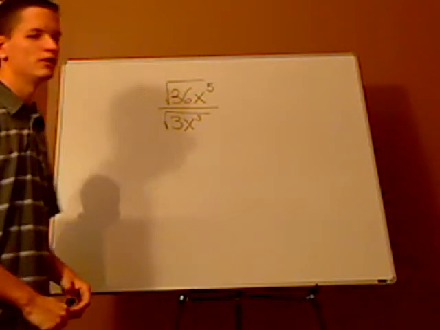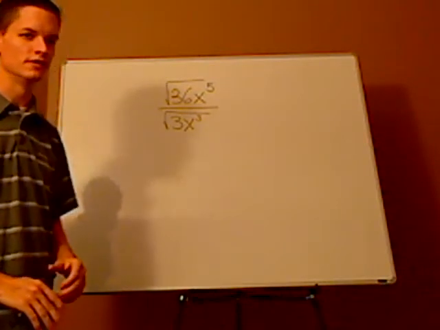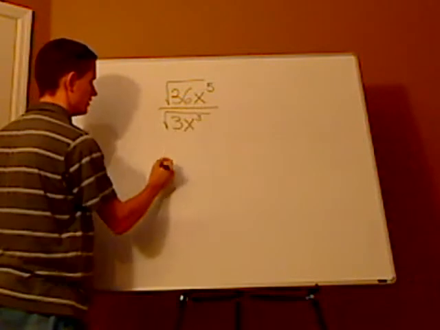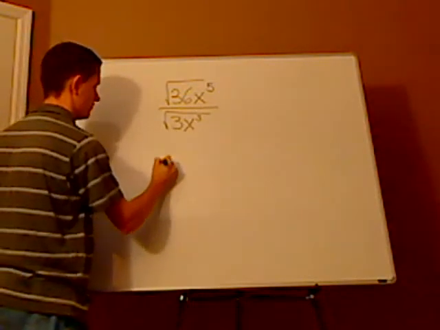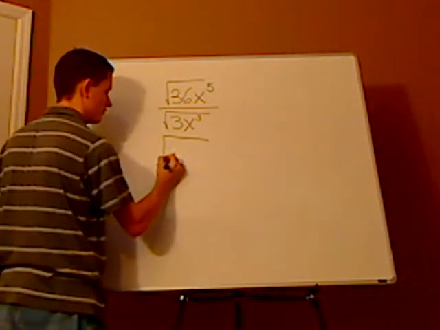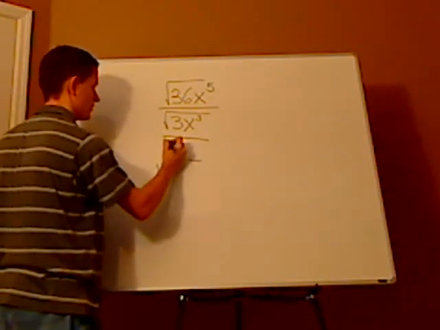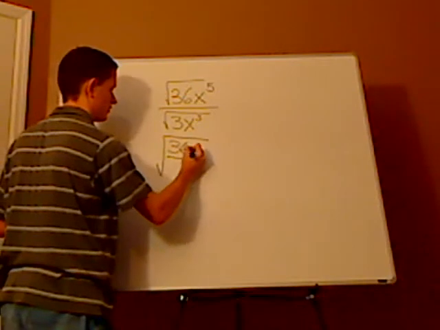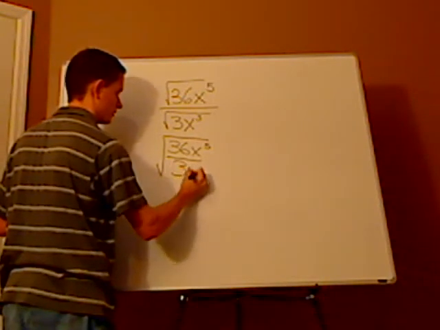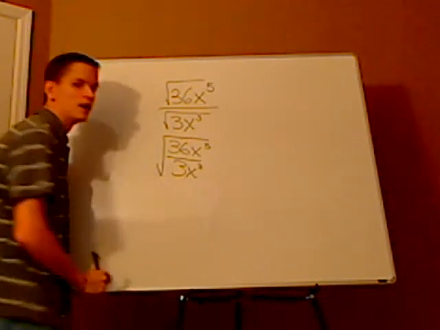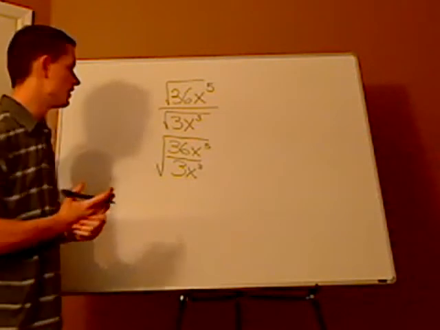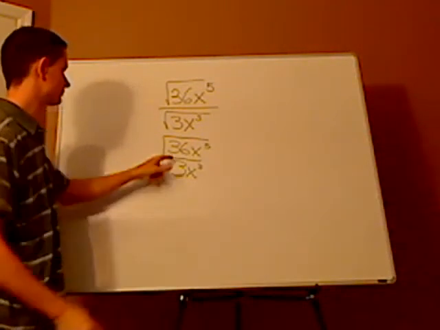Alright, your first step always when you see a problem like this is take the numerator and denominator and make it one big square root. And then in the square root, put the numerator and denominator. Always do that first. Alright. Then it becomes a little easier to see how you can simplify it.